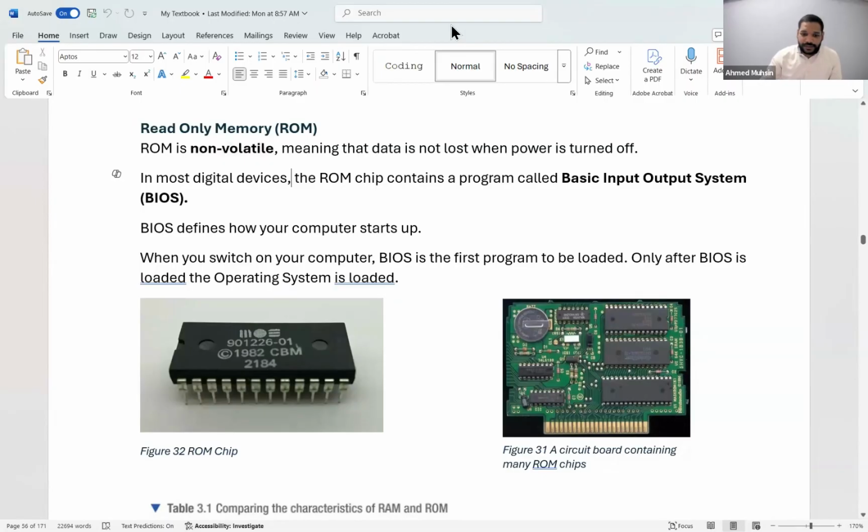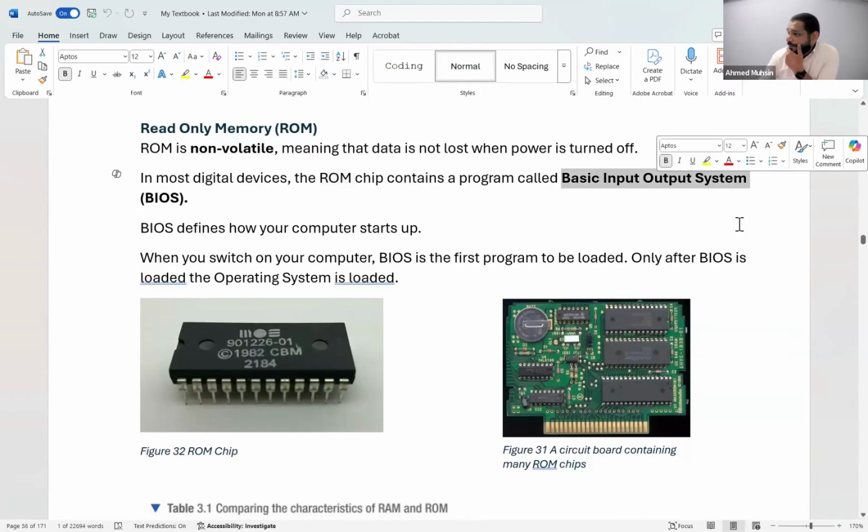Read the next sentence, guys. Your ROM has only one function. In most digital devices, the ROM chip, what does ROM stand for? Read only memory. It contains a program called BIOS. Can you all see what BIOS stands for? Basic Input Output System.